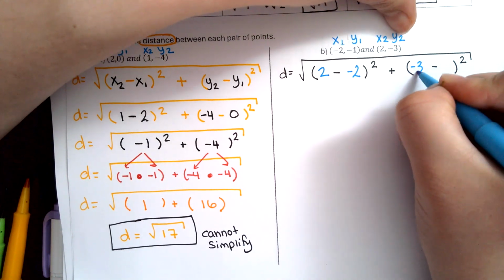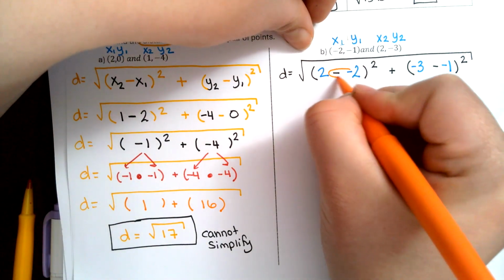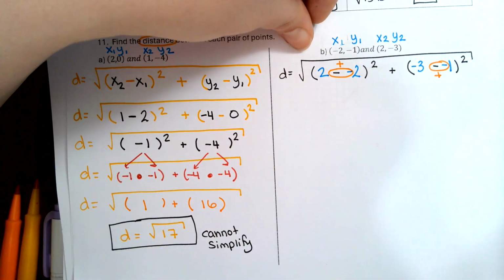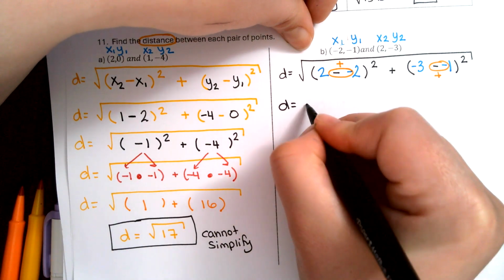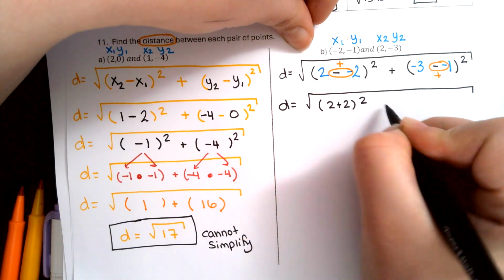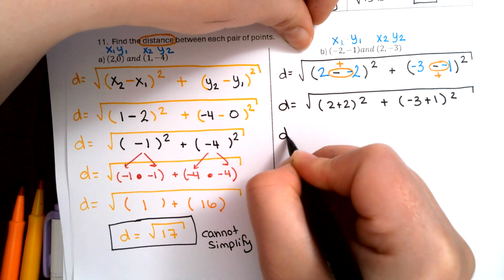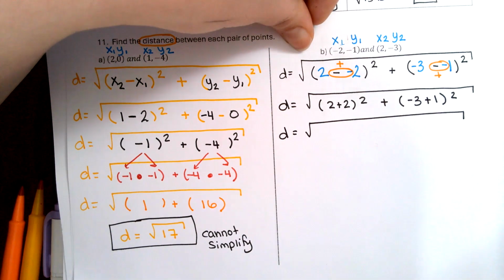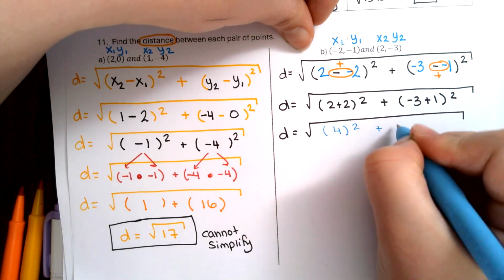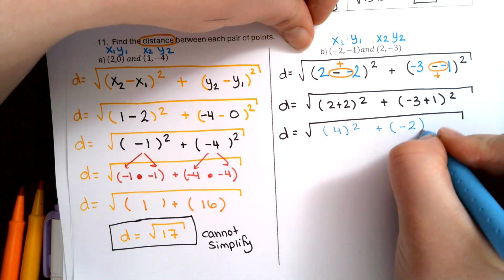y2 minus y1. Now here you have to be careful because we did end up having 2 double negatives. So we're going to be adding instead of subtracting. So we have 2 plus 2 squared and negative 3 plus 1 squared. We'll make the house smaller with each step. 2 plus 2 is 4. And negative 3 plus 1, so 3 negatives and 1 positive, is negative 2.